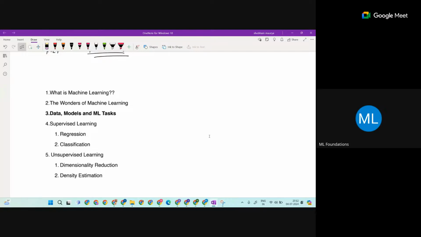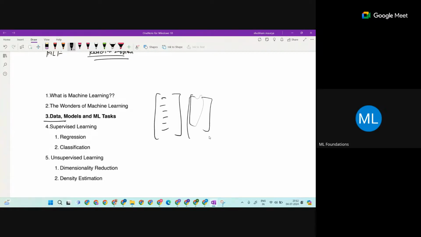And I started with the first word, data. Data is a collection of some information. This column represents the distance from the station. This column represents how many rooms a particular house has. It will be represented as a column y. Generally, data is a set of vectors, you can think.